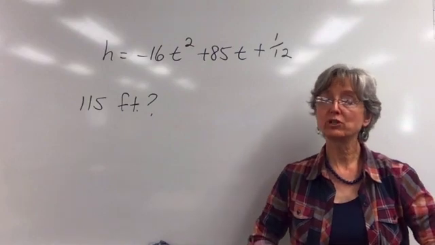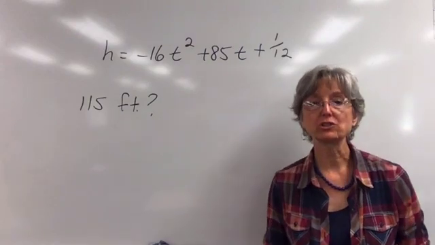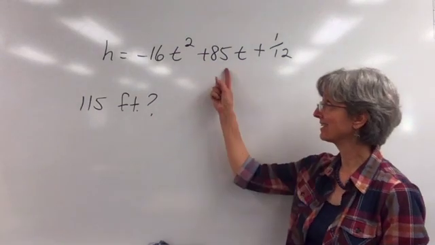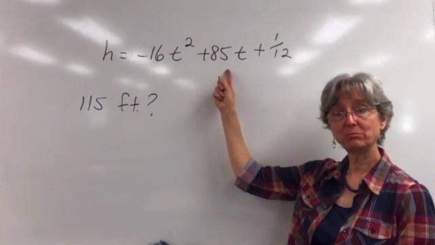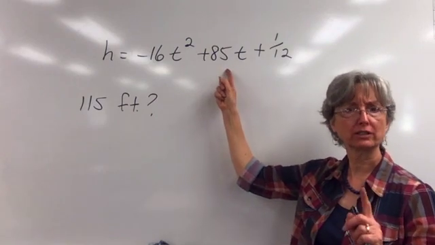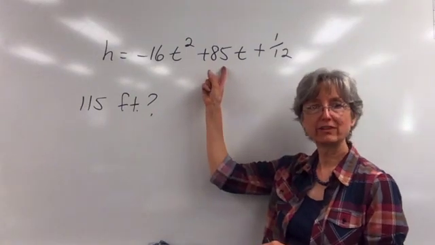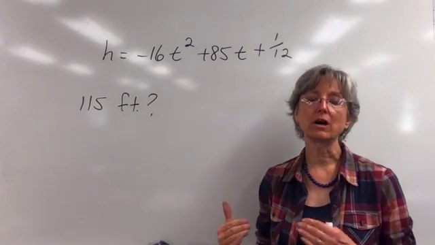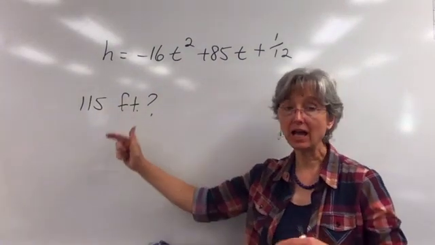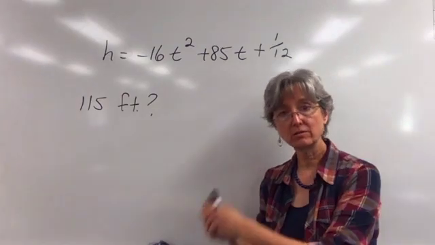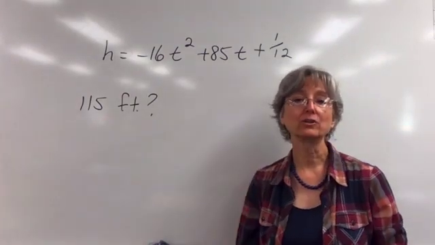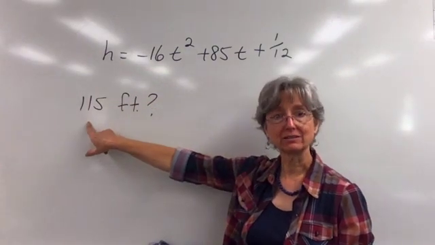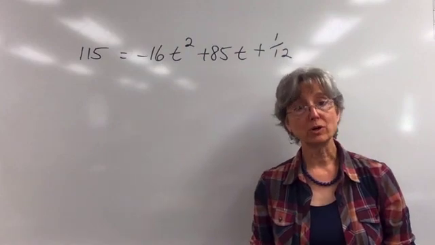Okay, here's how we would use the discriminant in a real life type of situation. This quadratic models the flight of a golf ball that is hit at an initial velocity of 85 feet per second. I think it's 85 feet per second. Let me check that. It is. So this is 85 feet per second, and the time is in seconds. And the question is, will the ball reach a height of 115 feet? So in place of h, put 115. Now set it equal to 0.